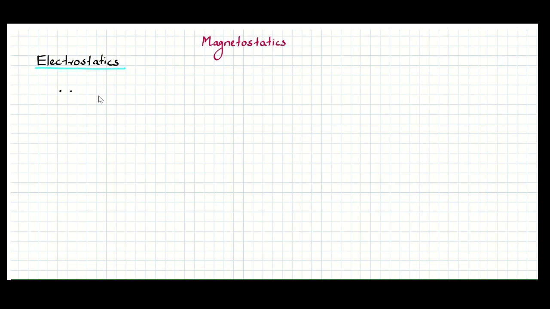Good morning, all. Today we will see an introduction to magnetostatics. We have already studied electrostatics. Remember the basic problem in electrostatics.